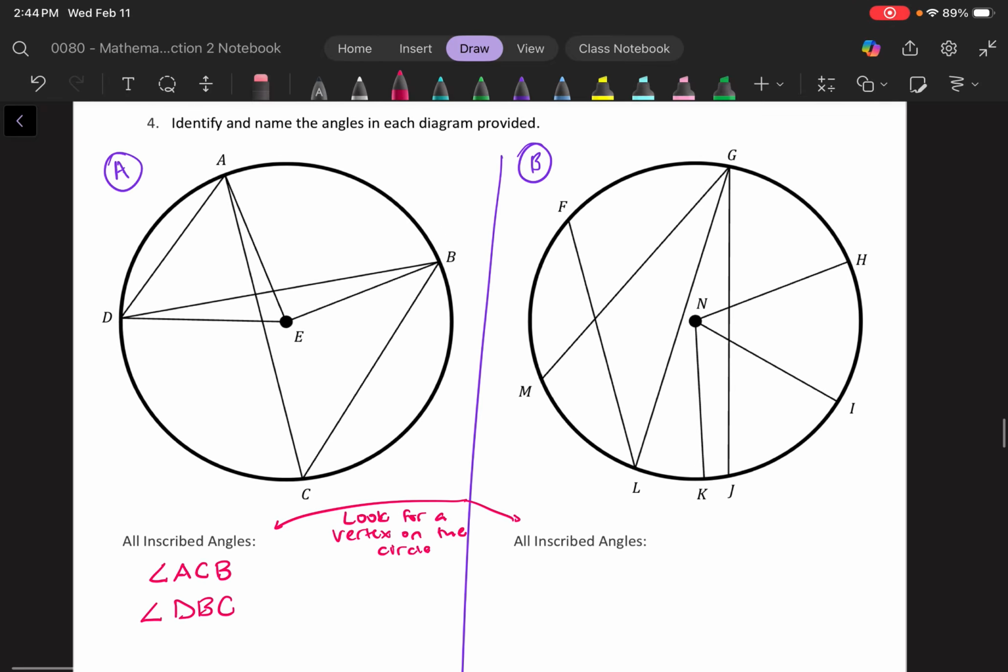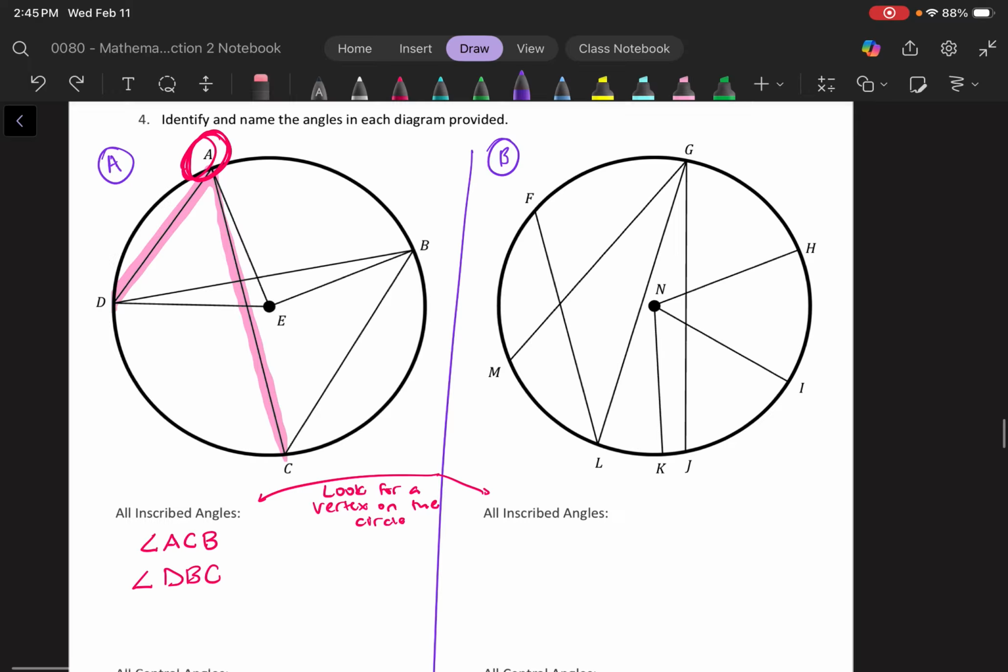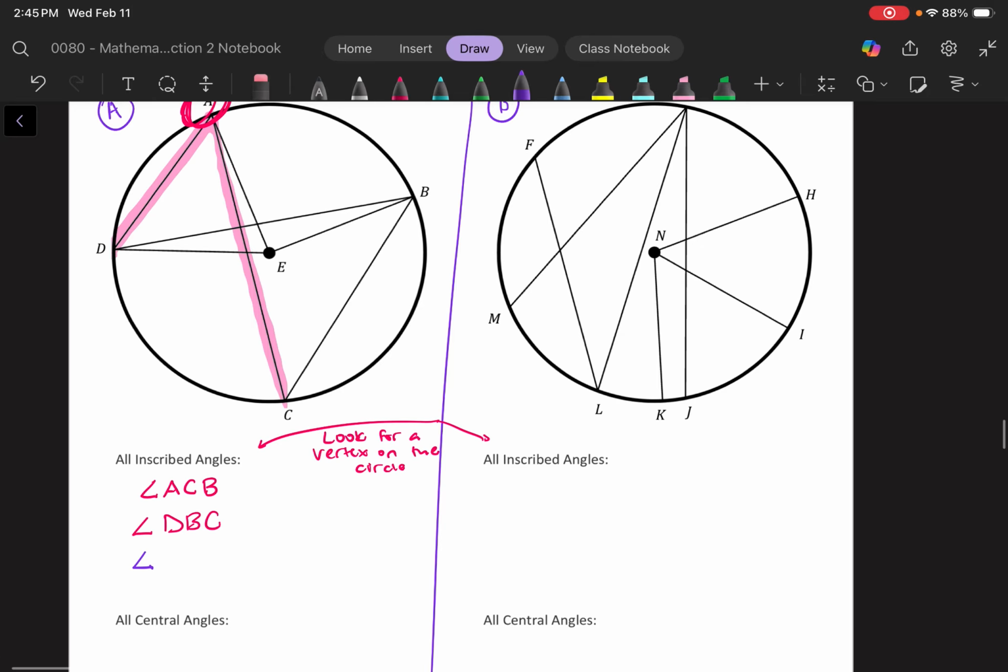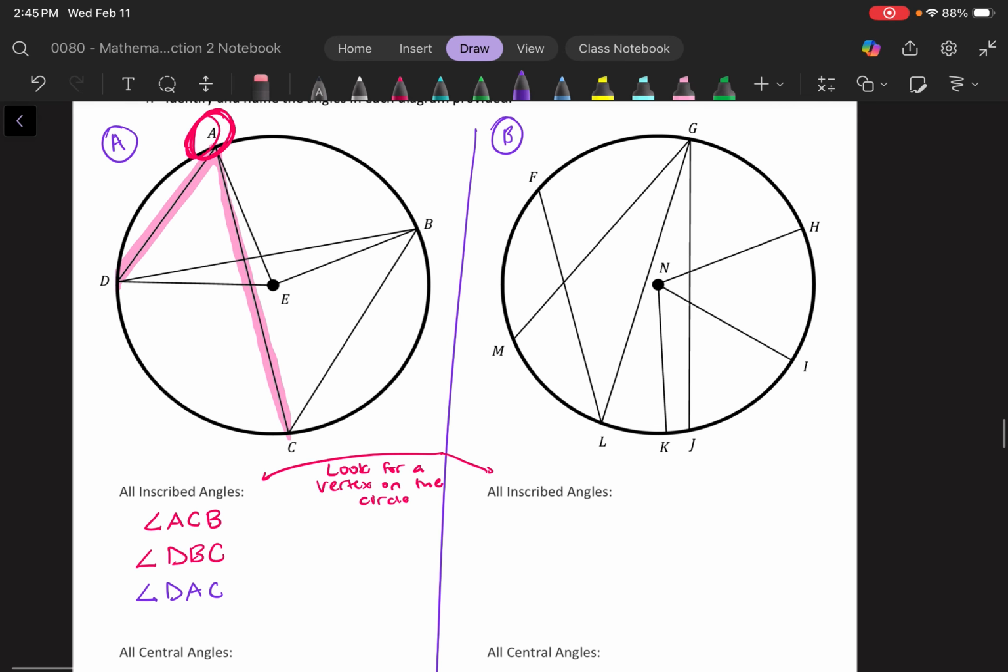Okay, welcome back. I'm continuing on. I'm looking at point A as my vertex. I'm looking at chords that extend out from there. So I've got this chord here. It's a line segment that attaches one edge of the circle to another. I've got this chord here. Those are the only two chords extending out from point A because this guy is not a chord, it's a radius. Which means those two pink chords together form an inscribed angle. And that angle is called angle DAC or angle CAD, whichever you prefer.